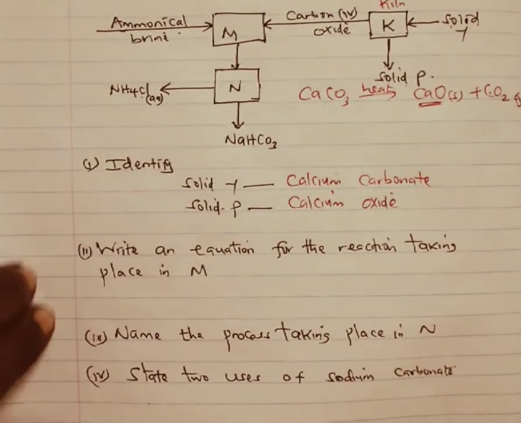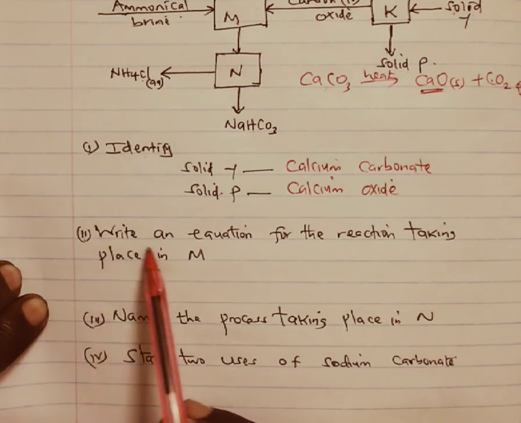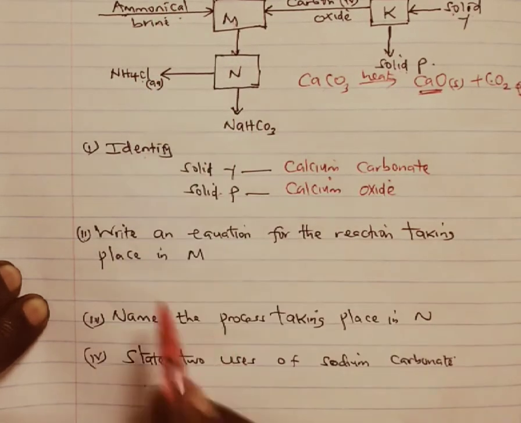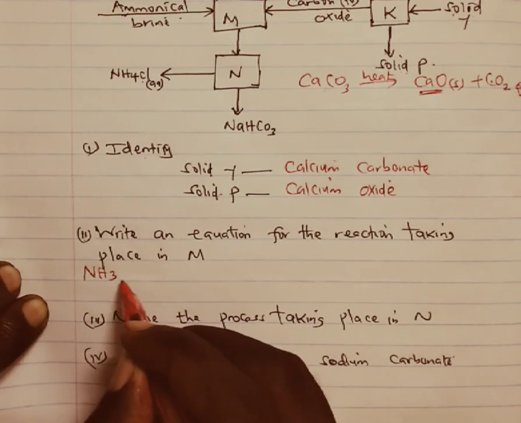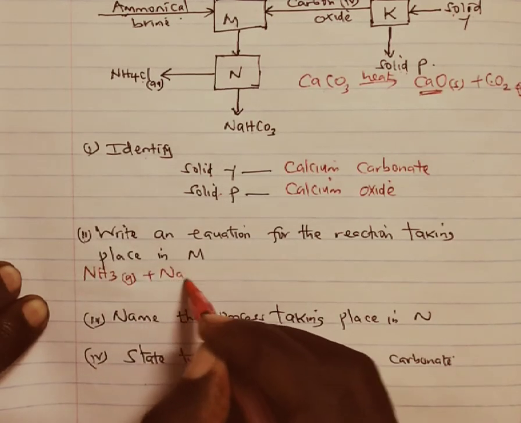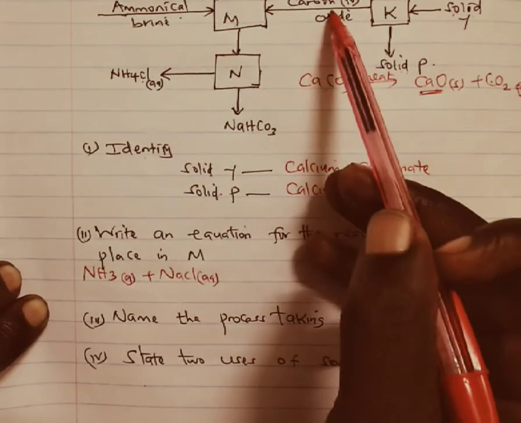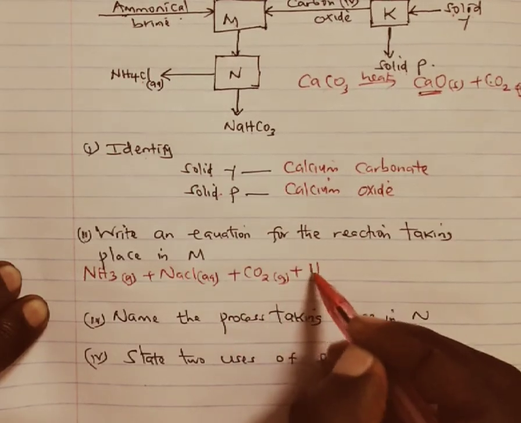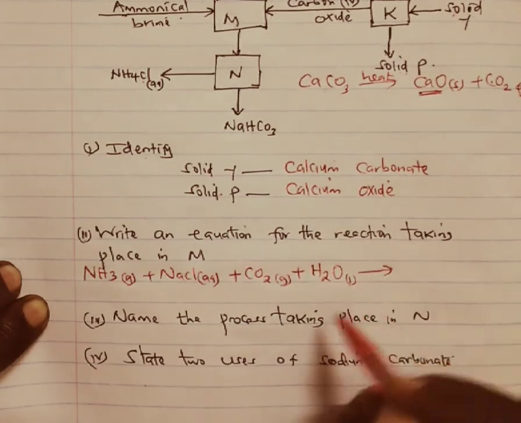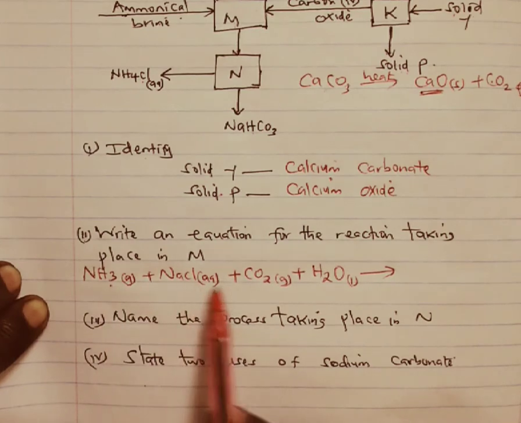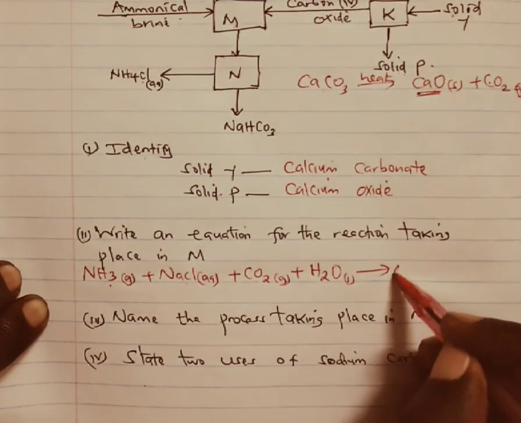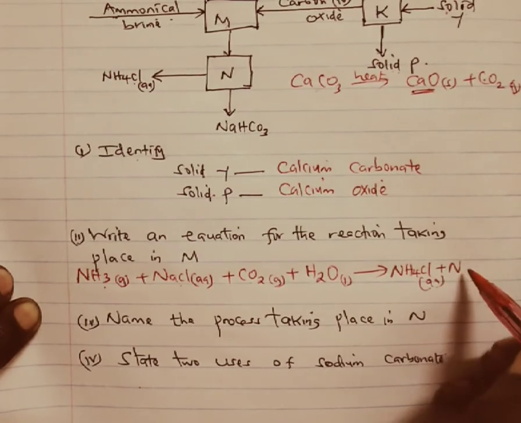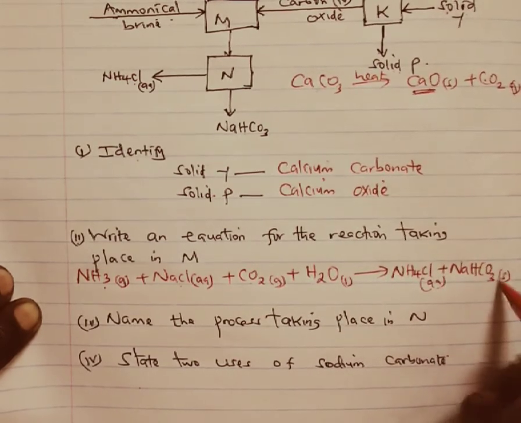In this case now, Roman 2 of the question says, write an equation for the reaction taking place in chamber M. And the chamber M is where we have ammonia called brine. Ammonia called brine is ammonia saturated with brine, and the brine is concentrated sodium chloride. Then of course we have carbon 4 oxide getting into chamber M. And of course water is present. And the reaction between ammonia, brine, carbon 4 oxide and water produces ammonium chloride, aqueous, and sodium hydrogen carbonate, which is a solid.